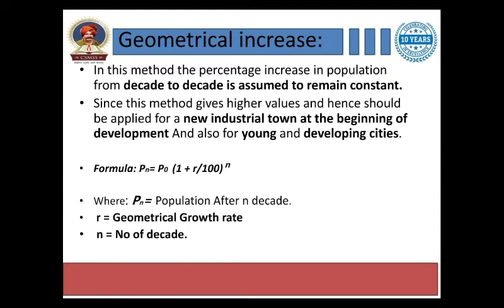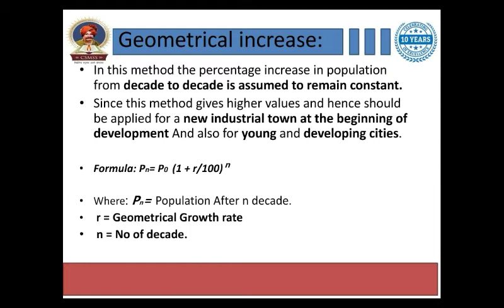Everybody get it? What is the main difference between these? Since this method gives higher values, it should be applied for new industrial towns at the beginning of development, and also for young and developing cities. Okay, then what is the formula for this method?